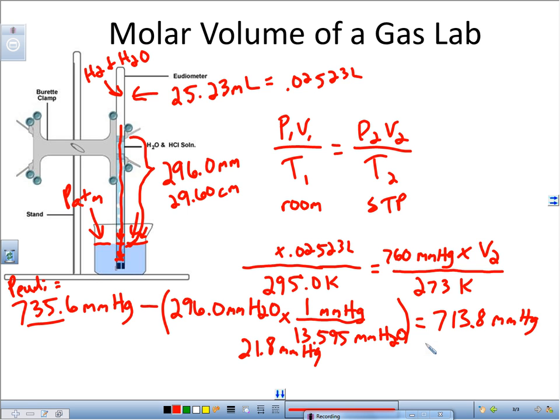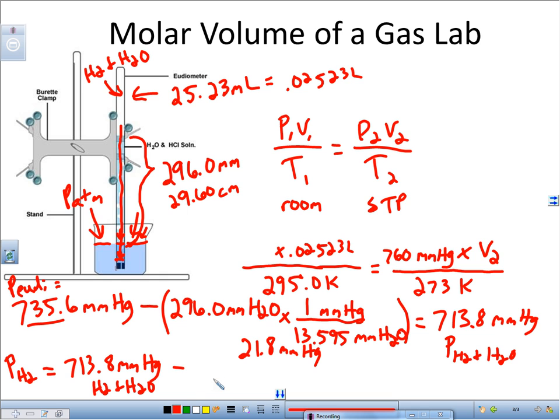However, the pressure inside the eudiometer is not just hydrogen gas. That is the pressure of the hydrogen and the water vapor that was in there. So we have to subtract the water out, sorry. If I want to find just the pressure of the hydrogen, I want to take 713.8, which is hydrogen and water vapor, minus the water vapor at this temperature. So what's the pressure of water vapor at this temperature?